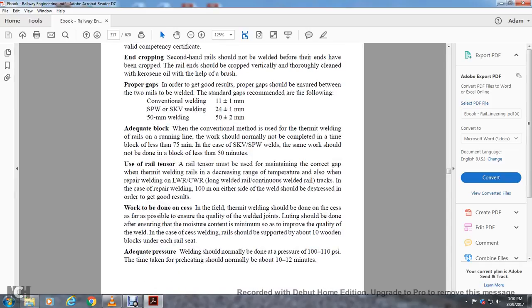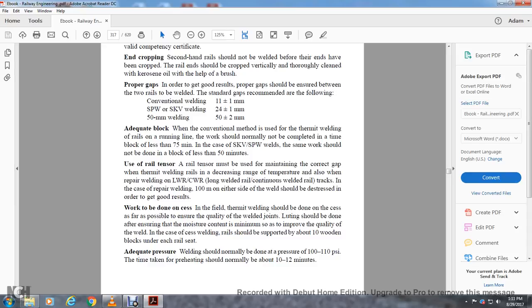Adequate block. When the conventional method is used for thermite welding on a running line, the work should normally not be completed in a time block of less than 75 minutes. In the case of short preheating welding, the same work shall be done within a block of not less than 50 minutes.